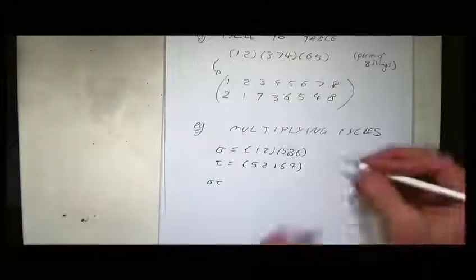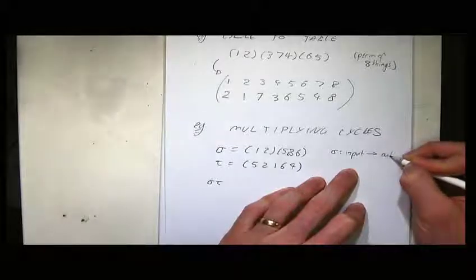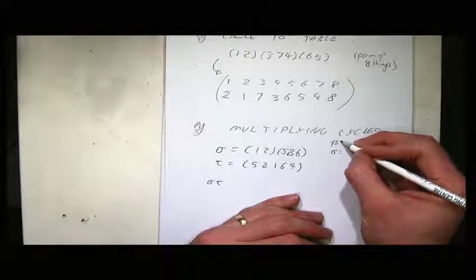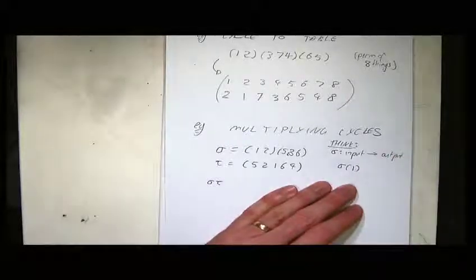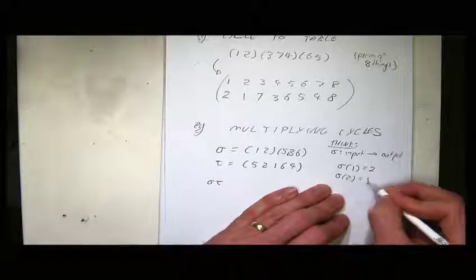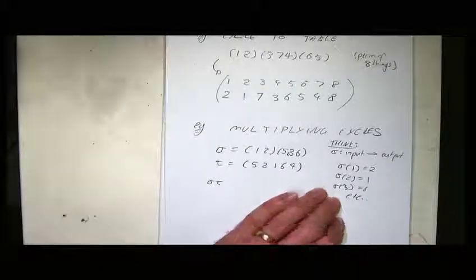In order to make the system work, you actually have to think of sigma as a function. So it's saying that sigma takes an input and produces an output. Imagine that sigma of 1 comes out to 2, sigma of 2 comes out to 1, sigma of 3 comes out to 6, etc. It's a function. And similarly with tor, or tau, if you like.